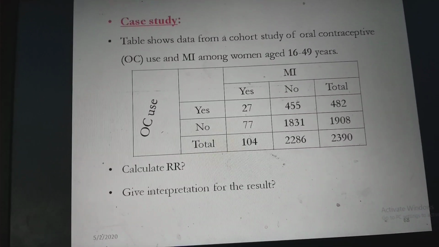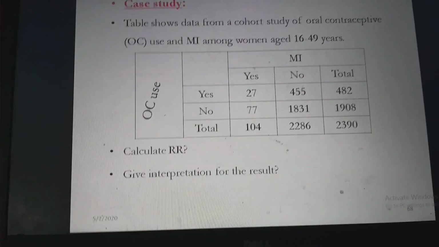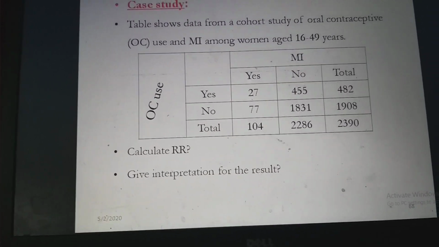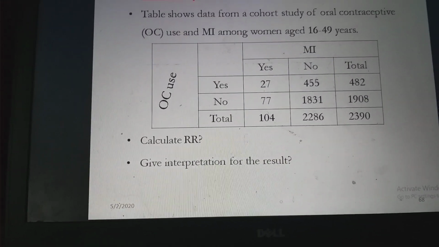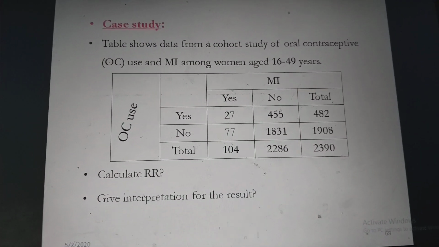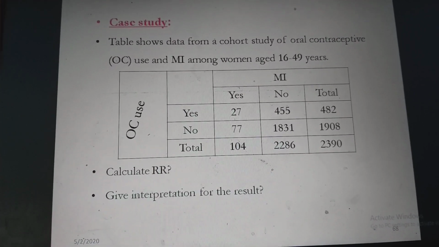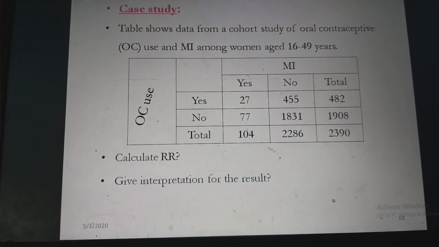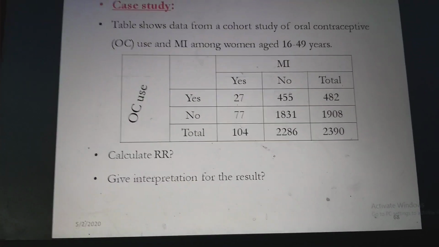Which were not exposed? 77 and 1831 not exposed. Total number of non-exposed, 1908. Total number which developed disease is 104, that means 27 plus 77. Those which developed no disease, 455 and 1831, total of 2,286. So now from this, how can you calculate relative risk?